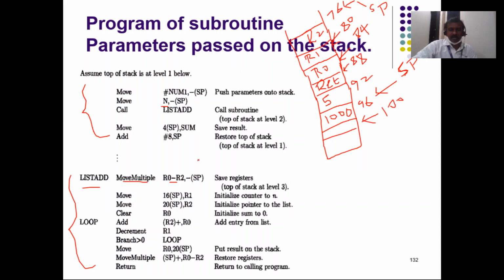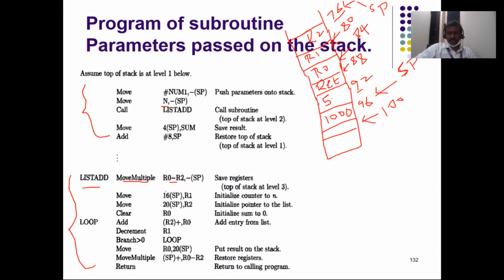Now this subroutine is basically to perform the addition. Here you are using index addressing mode: move 16 within brackets SP comma R1. What is SP? Now the stack pointer is pointing to 76. 76 is pointing to R2, 76 plus 4 is R1, 76 plus 8 is R0, 76 plus 12 is the return address, and 76 plus 16 is the value of n.